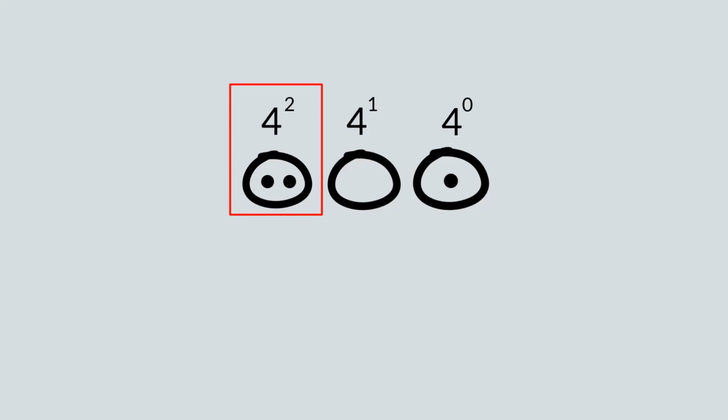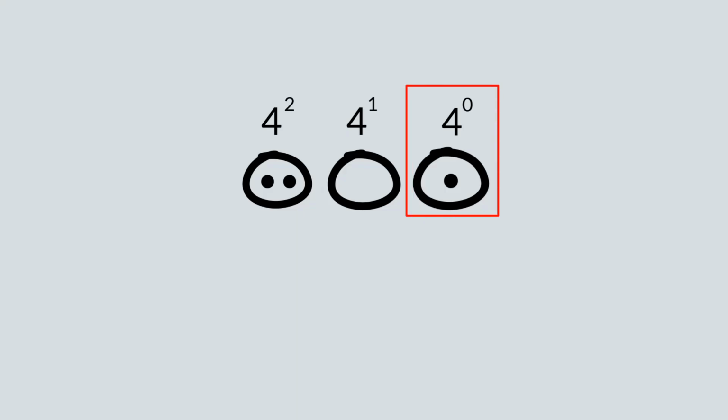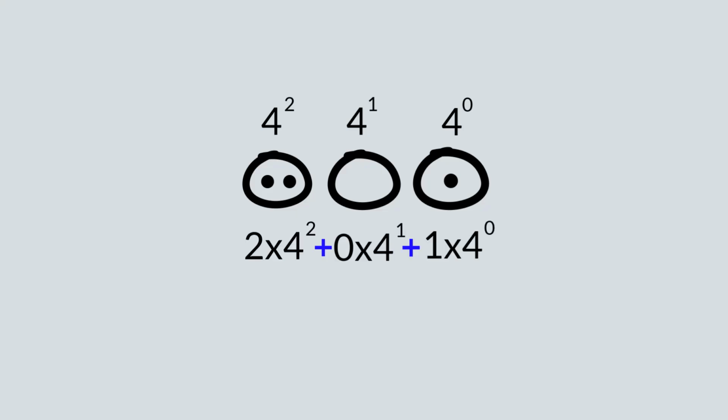This symbol is in the 4 squared position. This symbol is in the 4 to the power of 1 position, and this symbol is in the 4 to the power of 0 position. So the number of pencils that this set of symbols represents can be calculated by this equation.